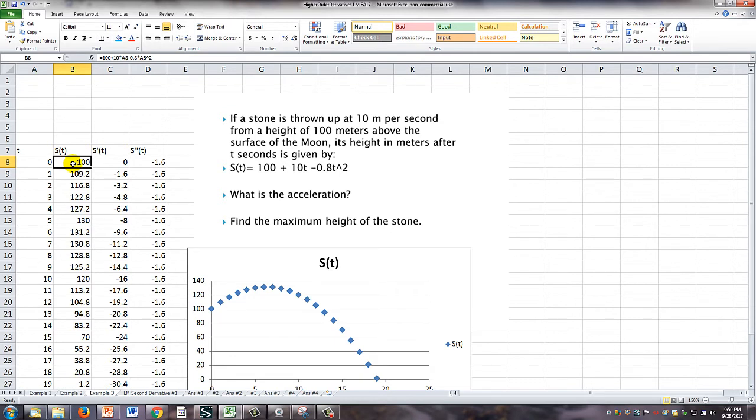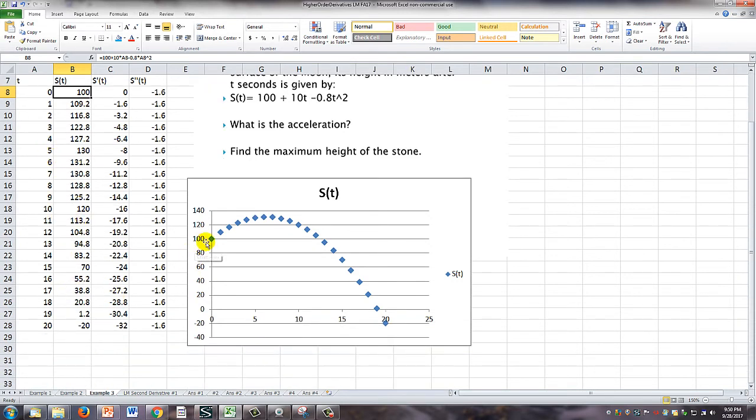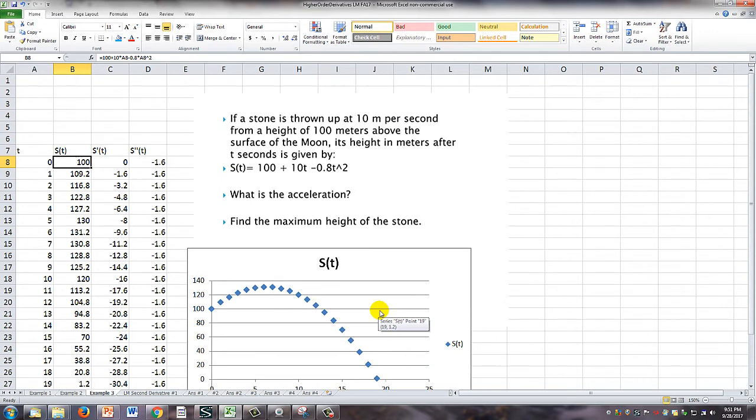Well, I typed in the original function, and then I graphed it from 0 to 20. So we're starting at 100 feet, the stone is tossed, it goes up, and then comes back down around almost 20 seconds. It comes back and hits the ground.